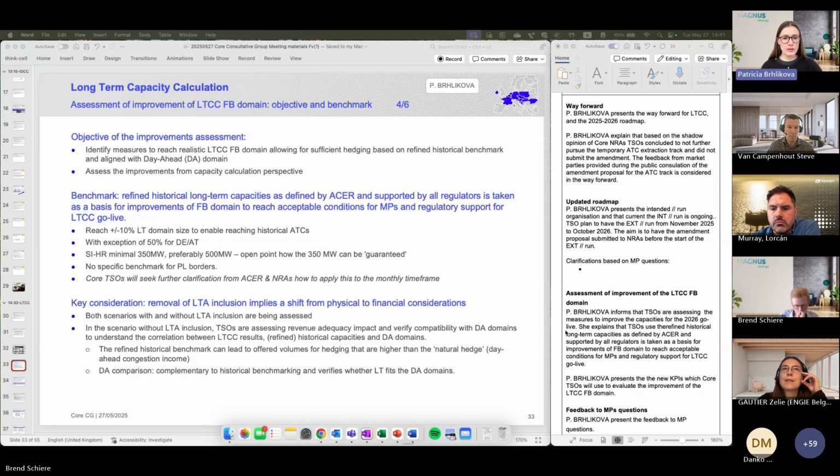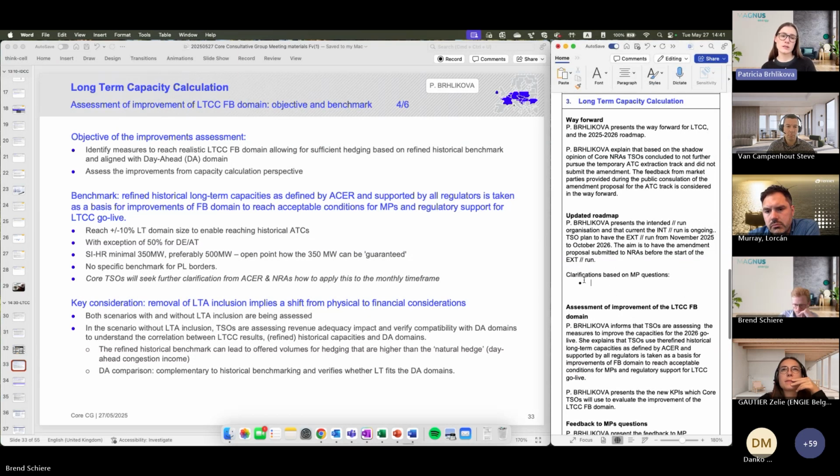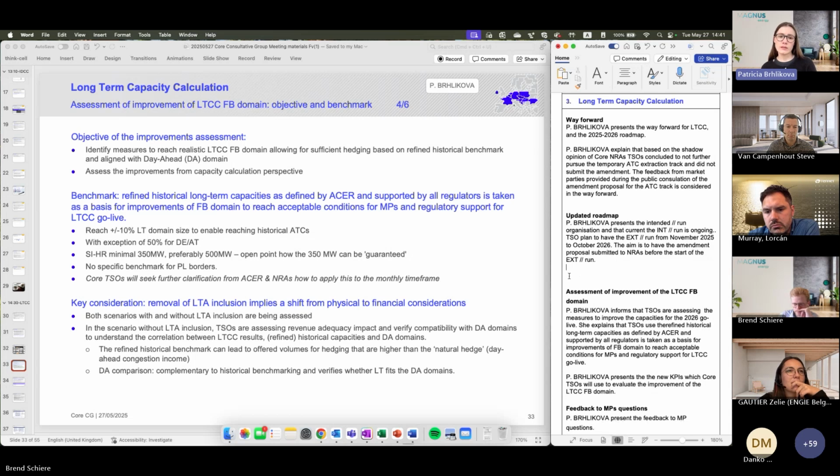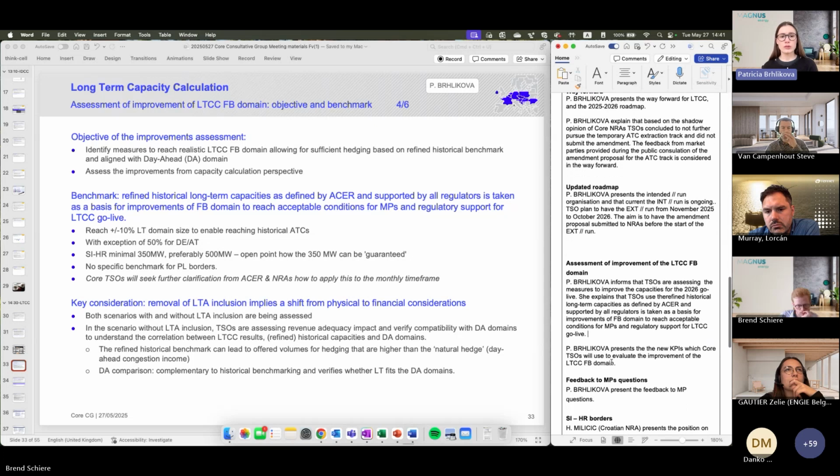I already mentioned the benchmark a couple of times, so this is indeed something that was already discussed in the past. So the benchmark was refined in the discussions with Acer and NRAs. This is basically to outline what a size of a flow-based domain we should strive for as TSOs. There are different ways how the benchmark can be considered, but all in all, this is the basis for the improvements track that we are currently going through on the core TSO side.